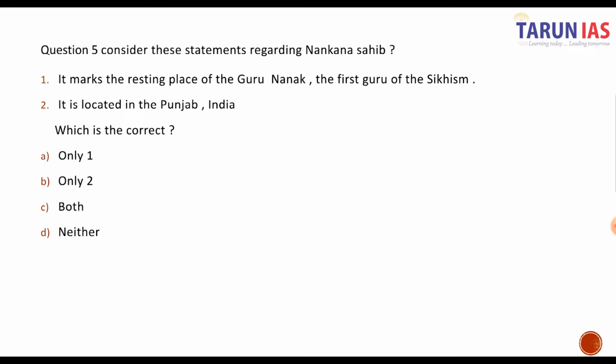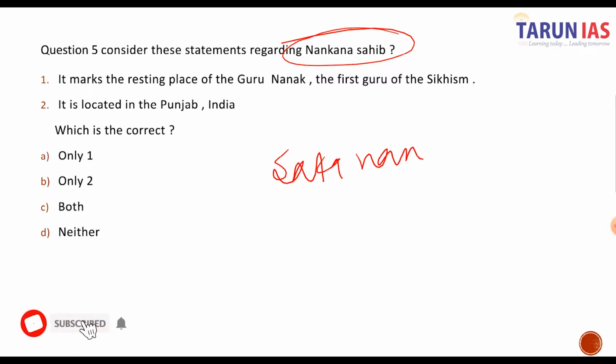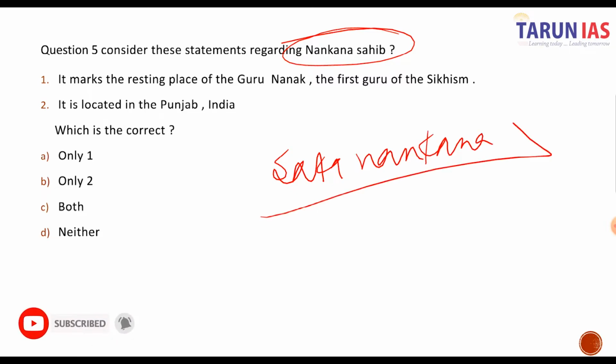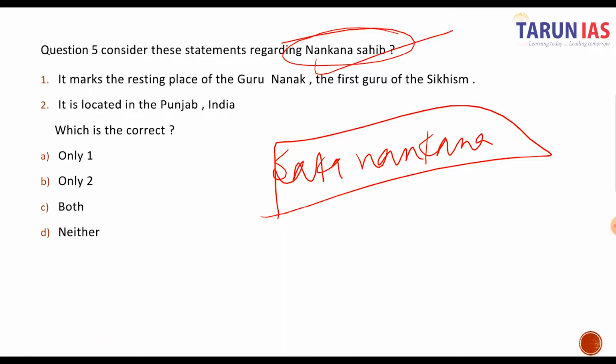The fifth question of the day is, consider these statements regarding Nankana Sahib. Now we know that Nankana Sahib was in news, and also the Saka Nankana Sahib was in news. So in that context, we will know what Nankana Sahib is. It marks the resting place of Guru Nanak, the first Guru of Sikhism, the founder of Sikhism. It is located in the Punjab province, India.